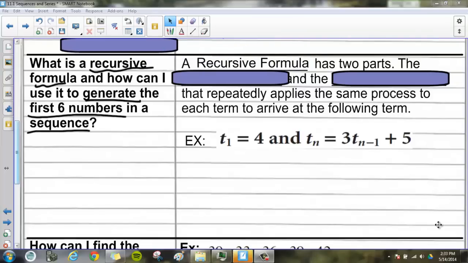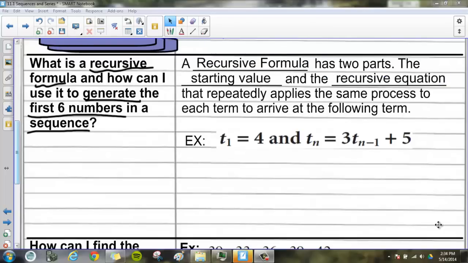The first part of the recursive formula is the start. It tells you the start of a sequence, okay? That's what the first part of a recursive formula is. And the second part is the recursive equation, or what changes from that starting value. So we have a start and then a change. I can almost think of this recursive equation as the change, or how something changes, that is repeatedly applied, the same process over and over again.